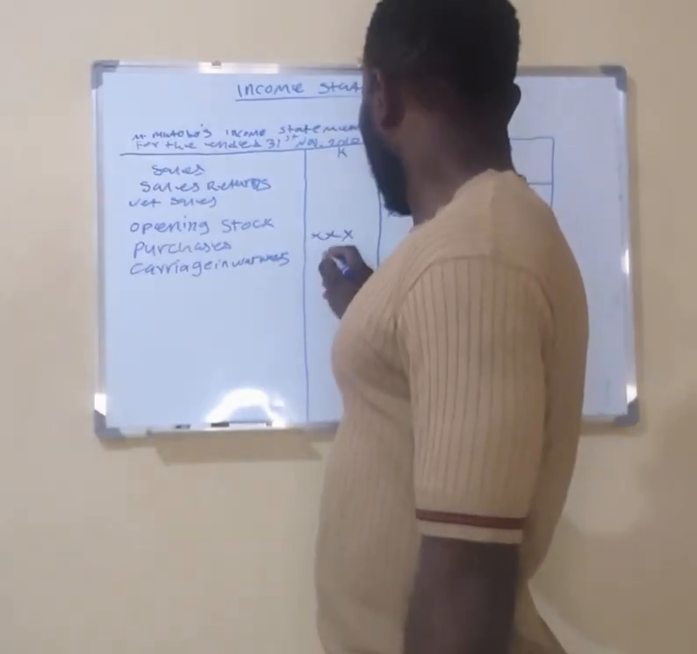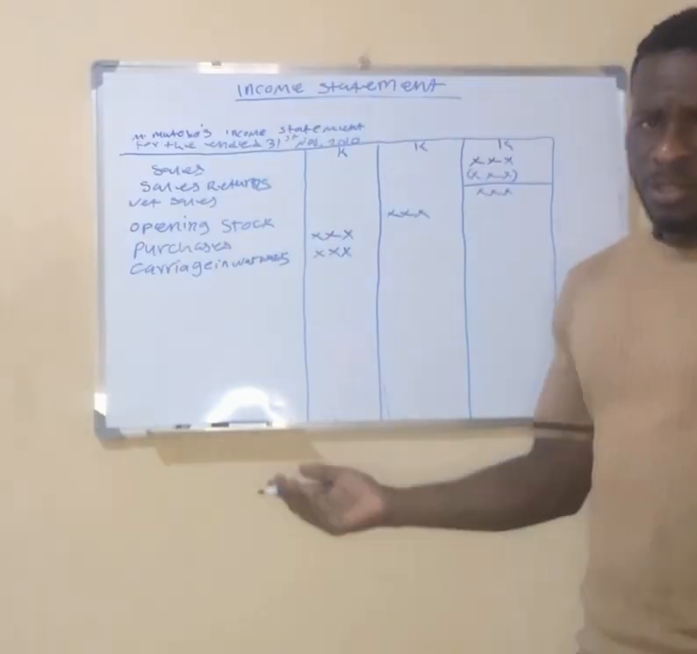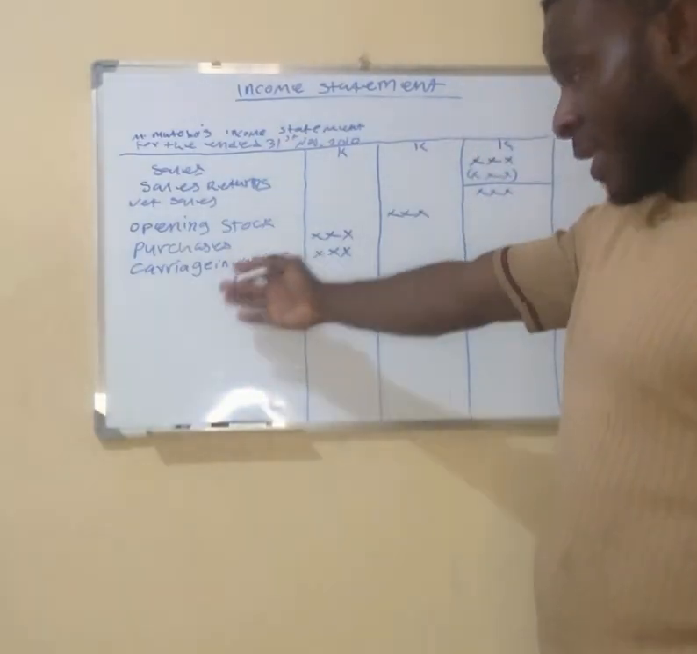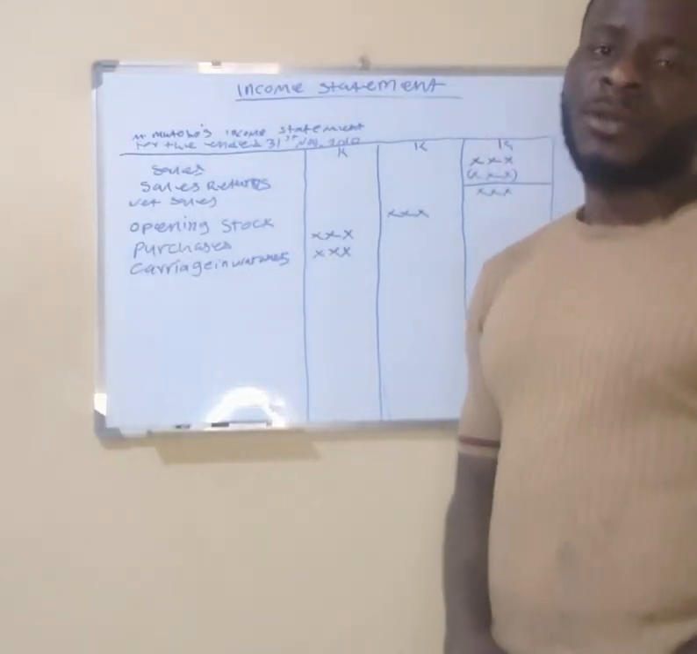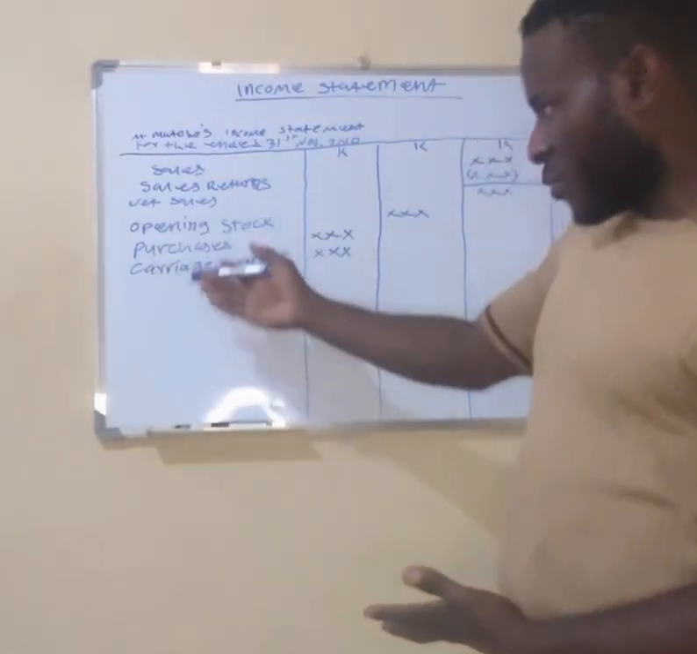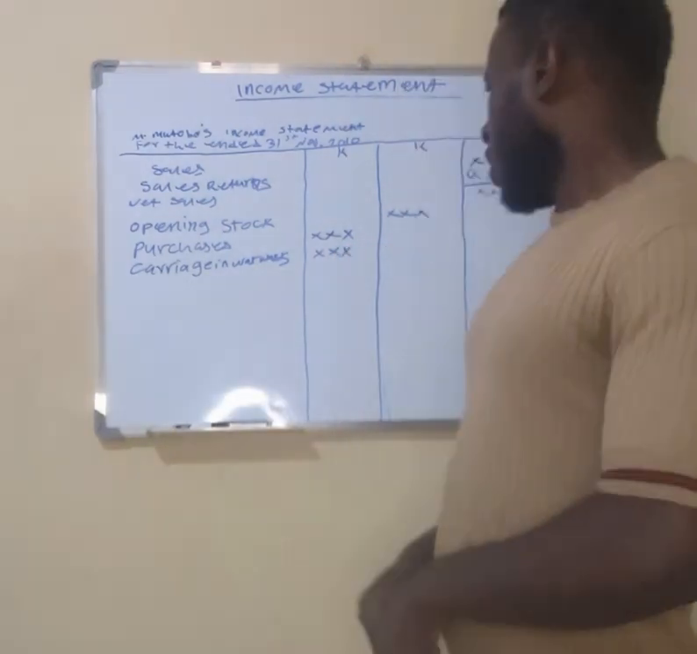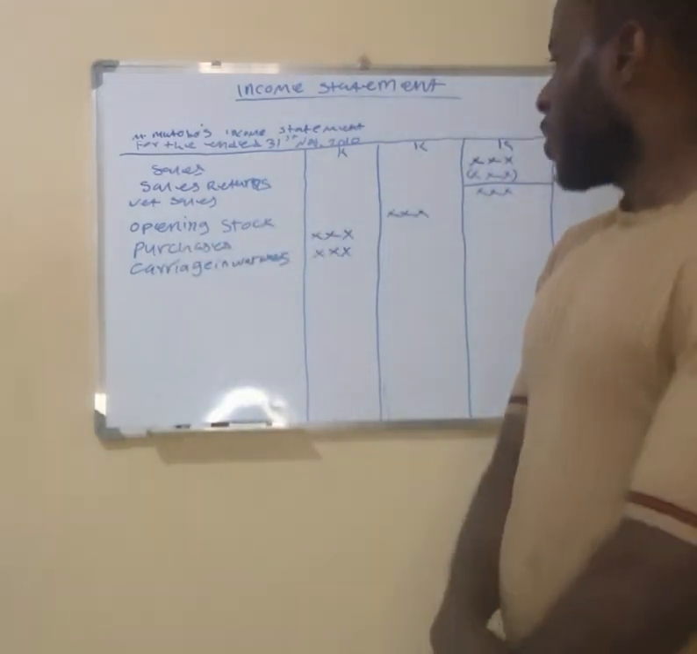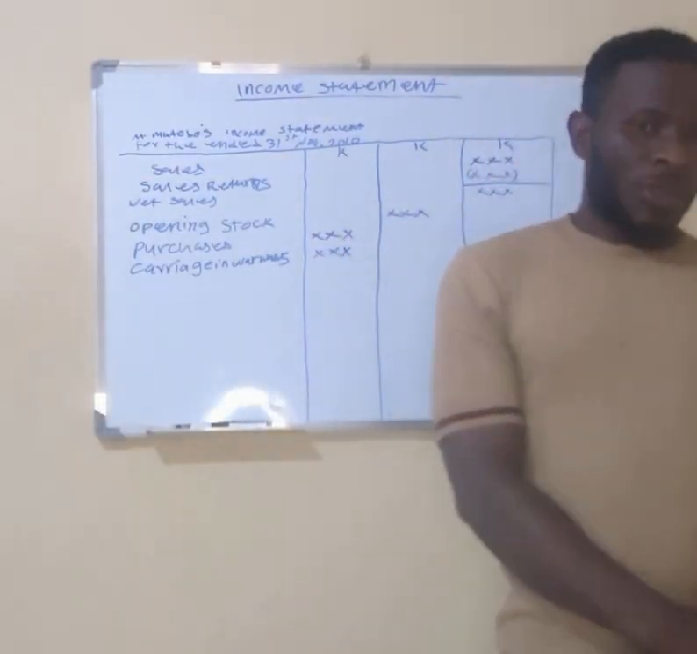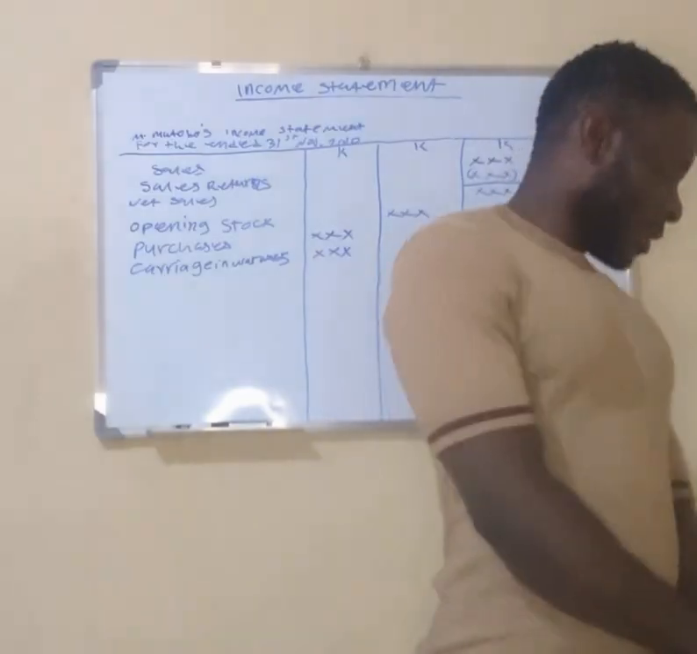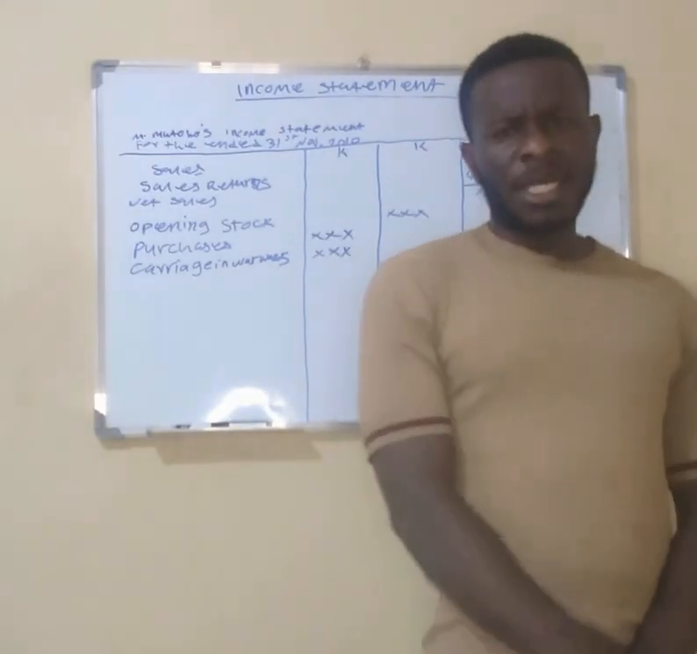So that is what is known as the carriage inwards, the amount that you pay for transport. The figure will be added on the cost. You buy items and then you pay for transport for those items. This is a direct expense. We add it to the purchases, because direct expenses are treated the way we treat the carriage inwards. So it's going to be added to the purchases, because it's a cost on the number of items that you purchased.